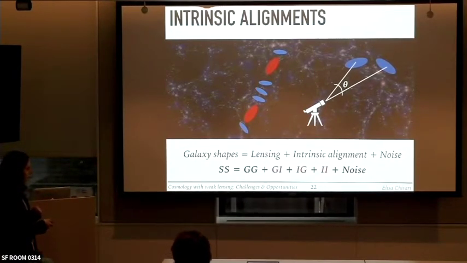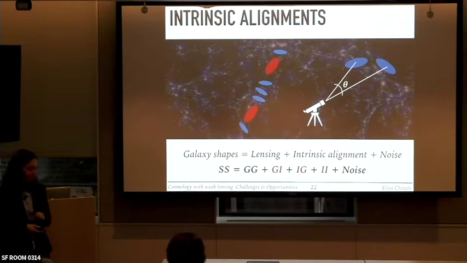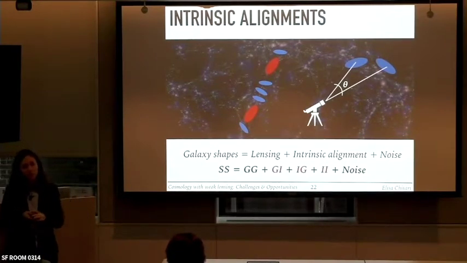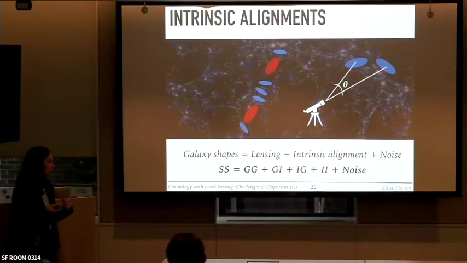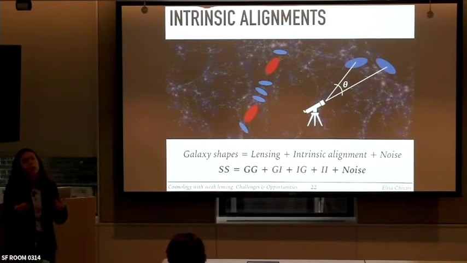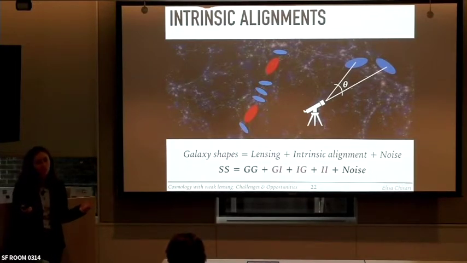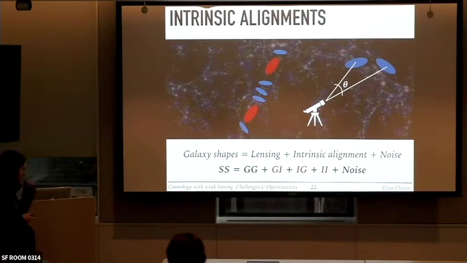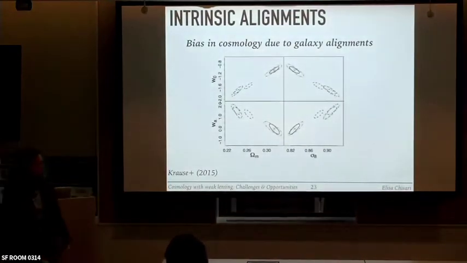So we get additional contributions from these intrinsic alignments. Depending on what redshift regime you're looking at, these contributions could be dominant, or it could be, in the typical case of weak lensing surveys, maybe 10%. So we need to understand them. And they appear across all scales, not just small scales in this case. If we don't understand them well enough, then again, we run the risk of biasing our constraints on dark energy.